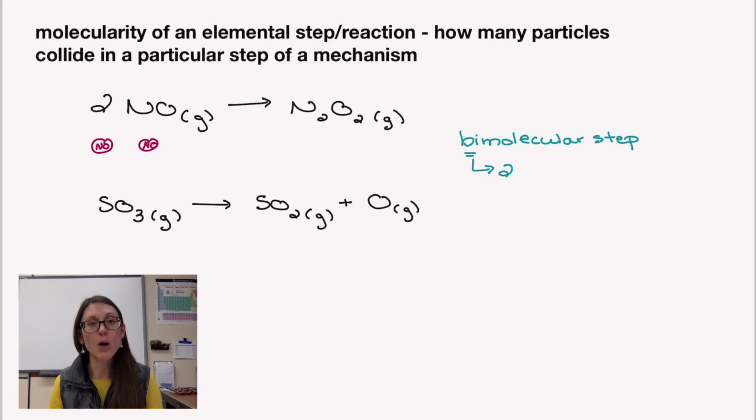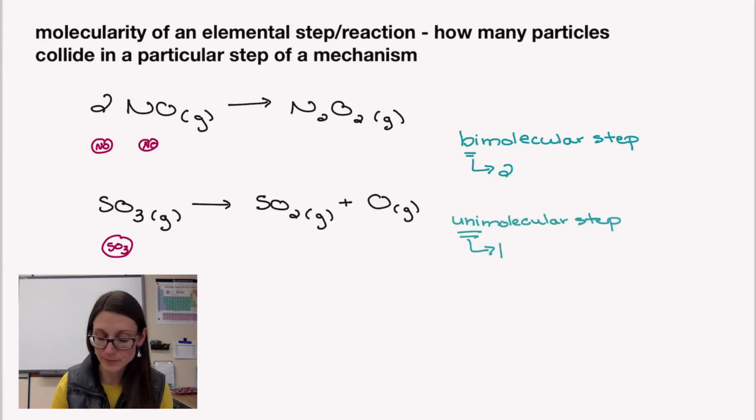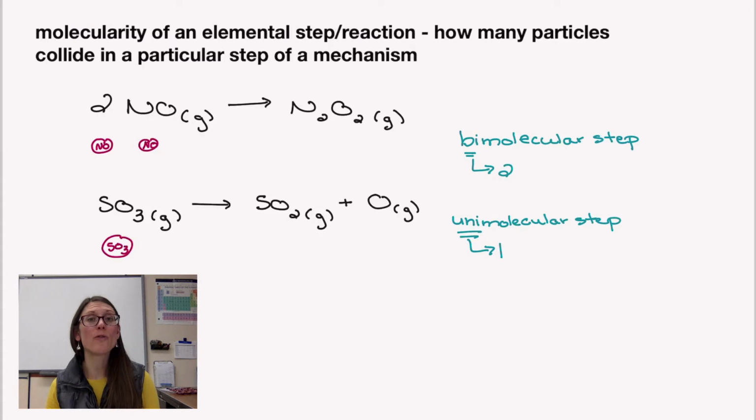The one down below, if you look at the reaction as written, it says SO3 makes SO2 plus O. On the left-hand side, on that reactant side, I have only a single particle being specified in this elementary step. And so this is what we call a unimolecular process. It is possible, although very rare, to have three particles colliding. This is what we would call a termolecular step.